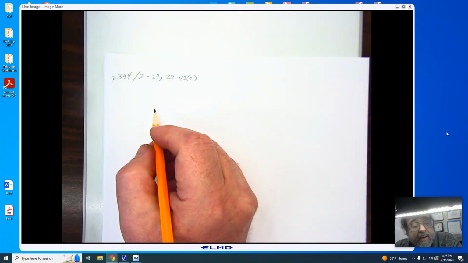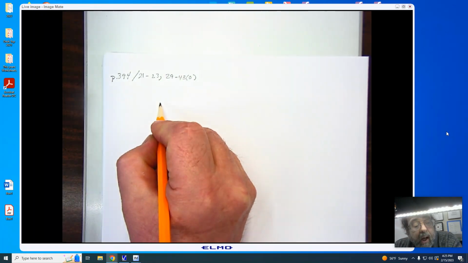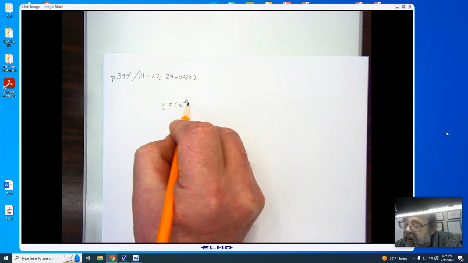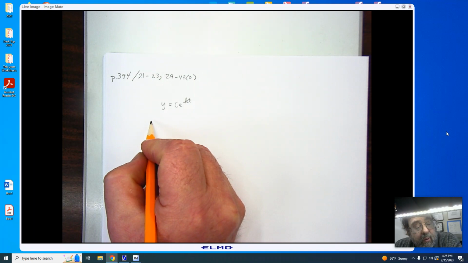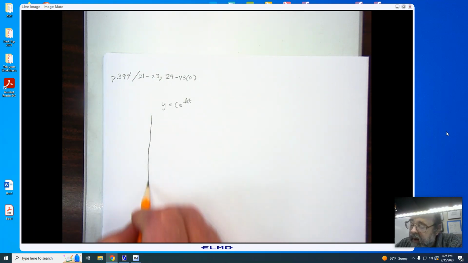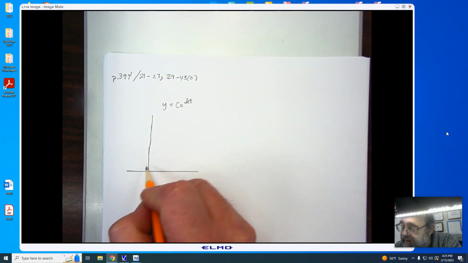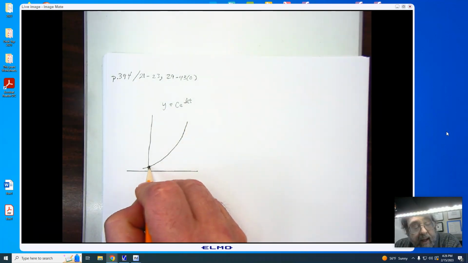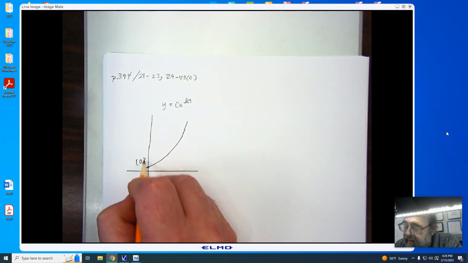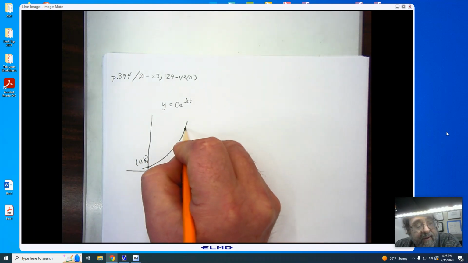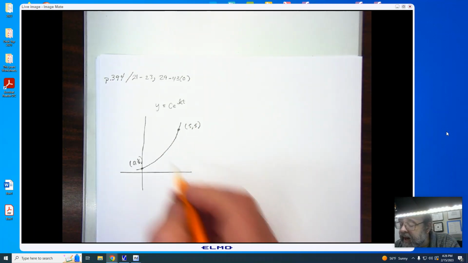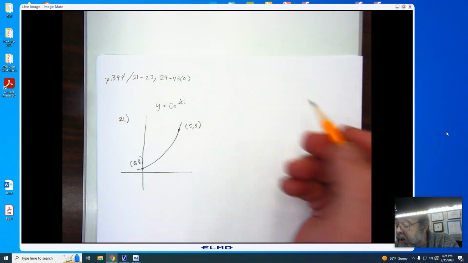Number 21 is asking us to find our equation in the form of y equals ce to the kt power, and we are given 2 points on a graph. So they give us this exponential growth right here. They tell us that we have the point at (0, 1/2), and a second point at (5, 5). So in number 21, we're just going to start.